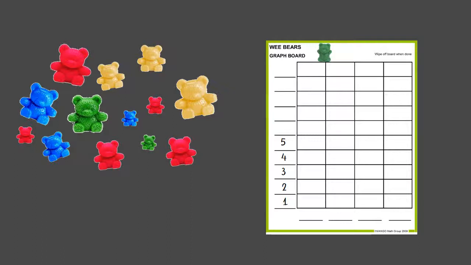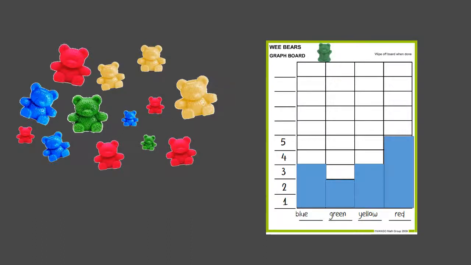And let's say next time they pick colors, and they have blue, green, yellow, and red. And they determine that they have 3 of the blue bears, 2 of the green bears, 3 of the yellow bears, and 4 of the red bears, and they can fill those in.